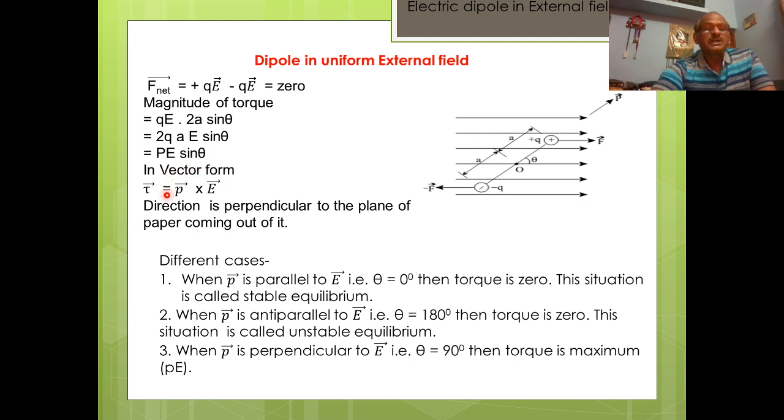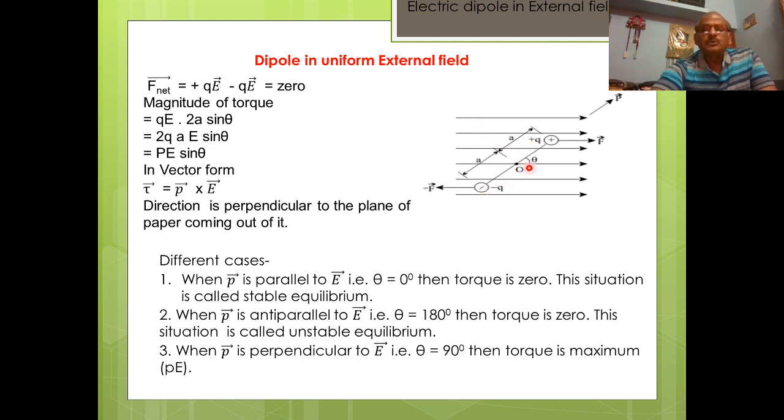In vector form we can write torque vector tau equals vector p cross vector E. So here p is along the direction negative to positive, and the electric field is left to right, so its direction will be perpendicular to the plane formed by p and E. It is perpendicular, means its direction will be perpendicular to the plane, coming out.